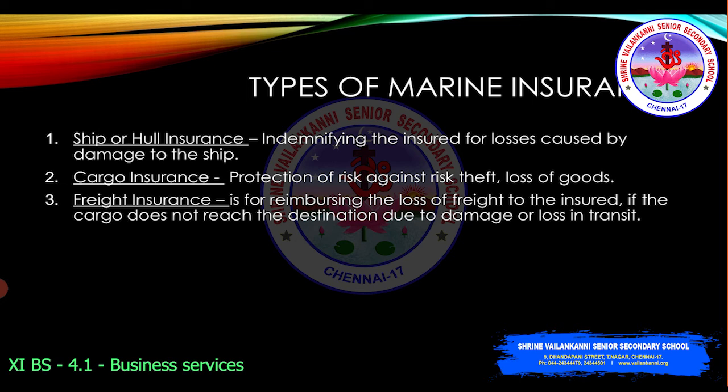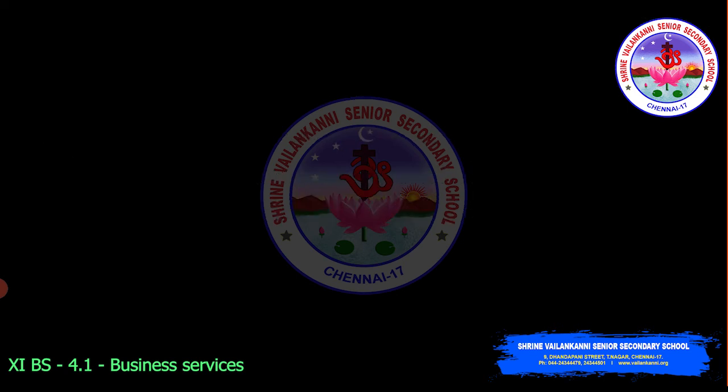The second one is cargo insurance, protection against risk, theft, loss of goods. So if there is any loss of goods or theft or damage to the goods, then this type of cargo insurance will compensate the insured. Then the third one is freight insurance. What is freight insurance? It is for reimbursing the loss of freight to the insured if the cargo does not reach the destination due to damage or loss in transit. Freight is a transport kind of thing. So if it doesn't reach, then the insurance company will compensate.